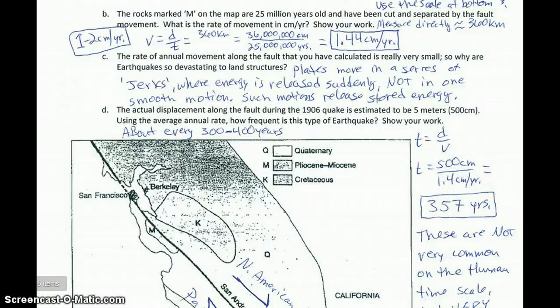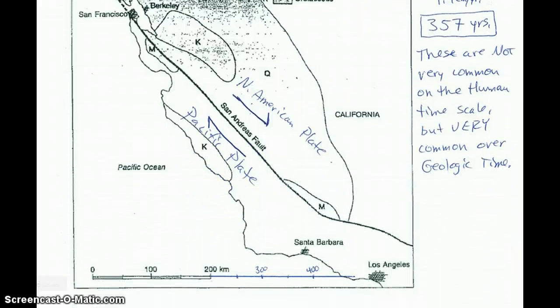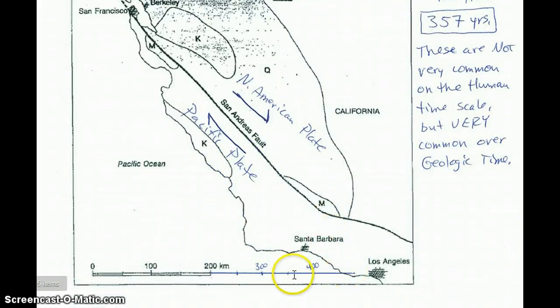So if I measure this, I can measure that 360 kilometers. I'm using the scale at the bottom of the page, and I find that it's about 360 kilometers. Is that what the value was, I believe? And I just measured this directly. I measured from the bottom of the M to the bottom of the M.